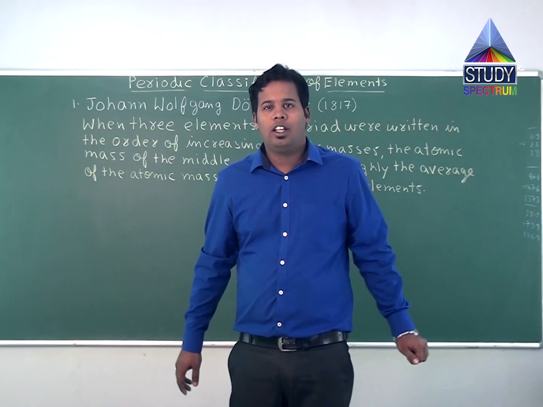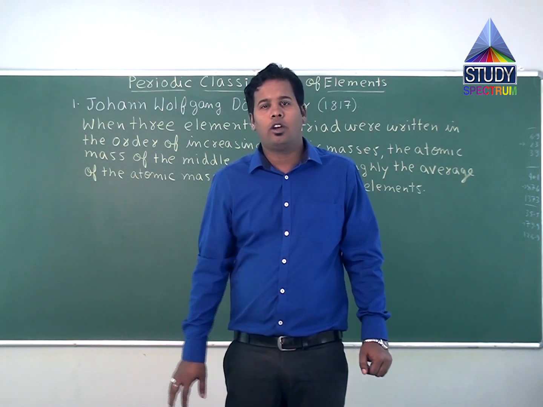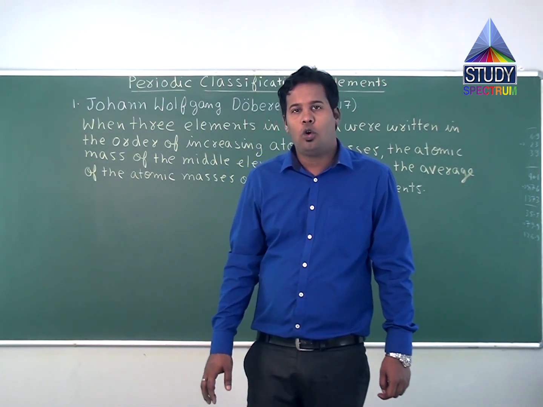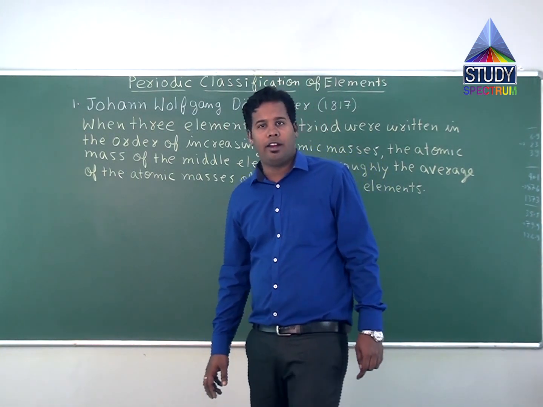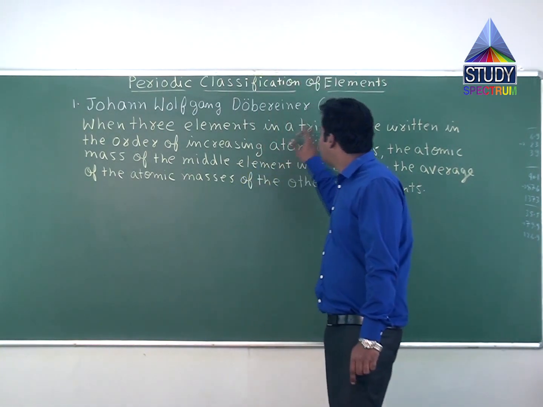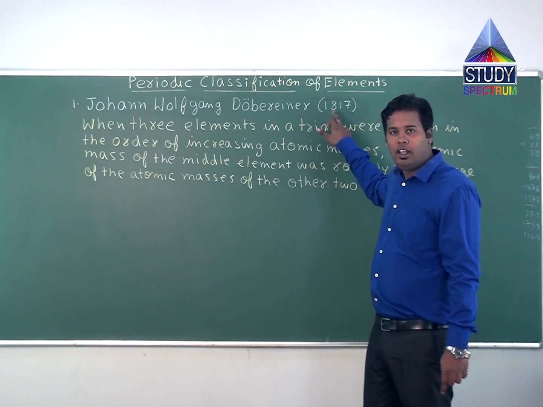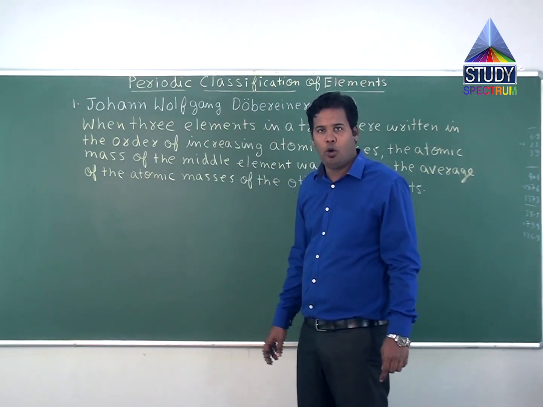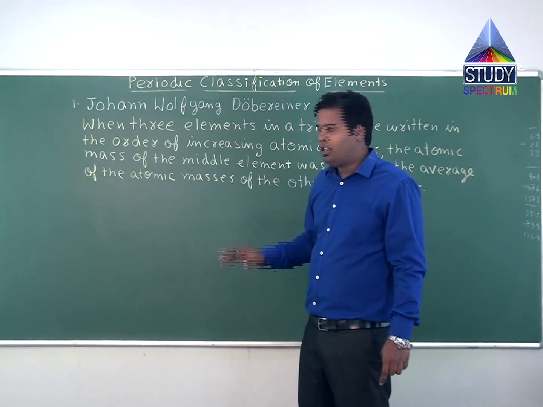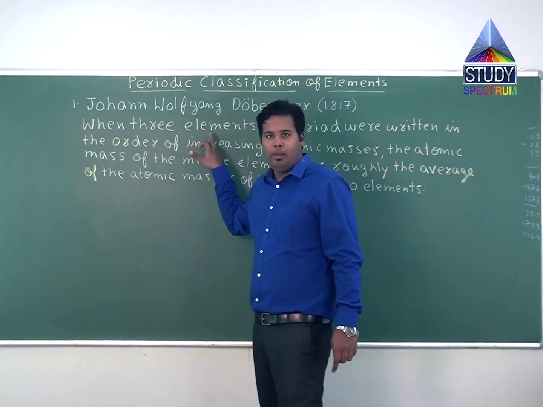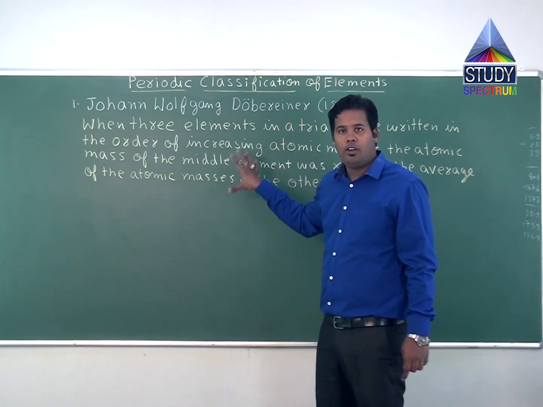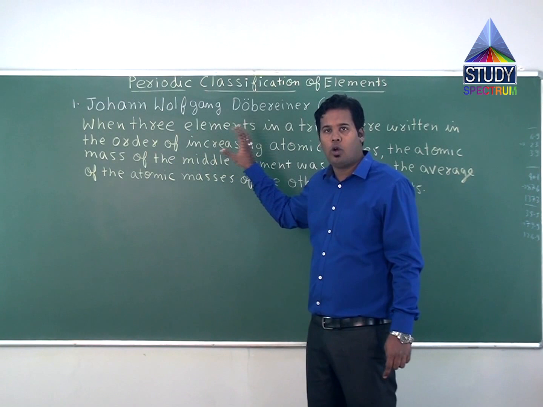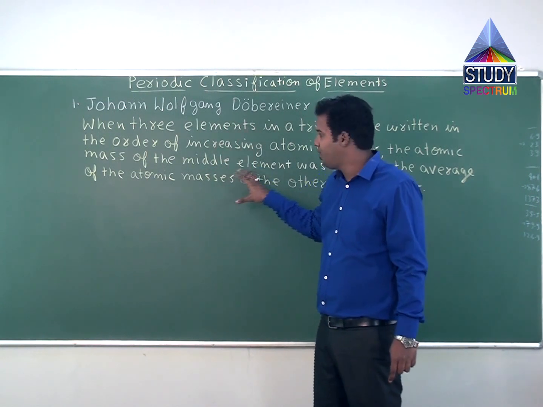So let us start with the attempt of the very first recognized scientist. He was a German scientist. Like I said, his name was Johann Wolfgang Dobereiner. In the year 1817, this German scientist Johann Wolfgang Dobereiner said that when three elements, I'll read this statement for you. It was the law given by this first recognized scientist.